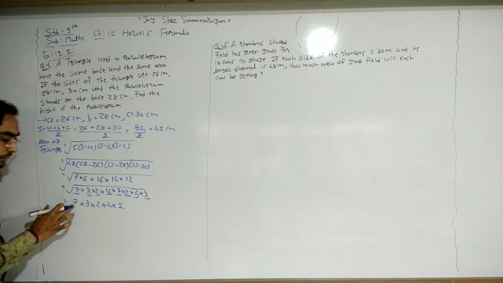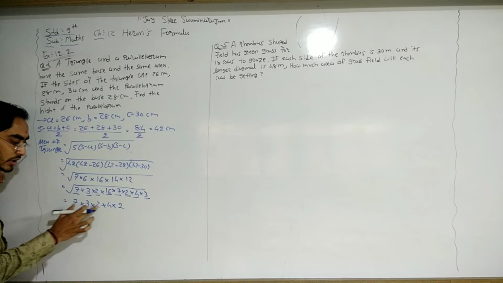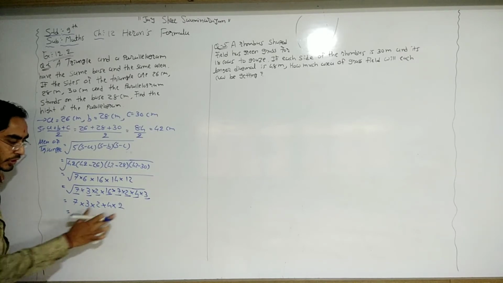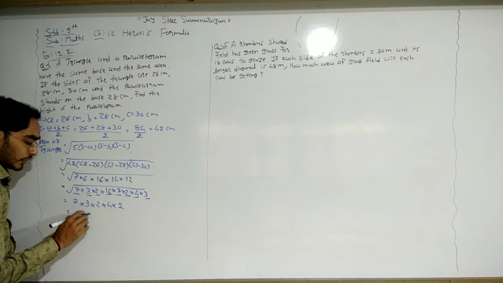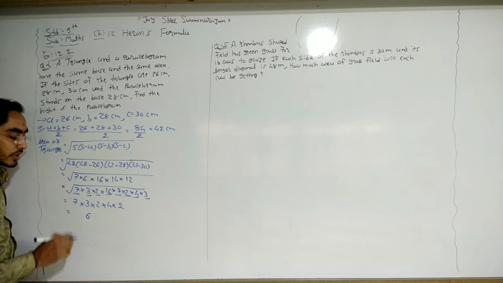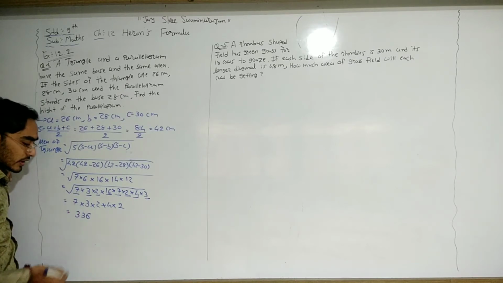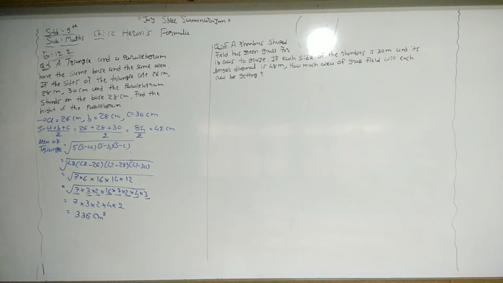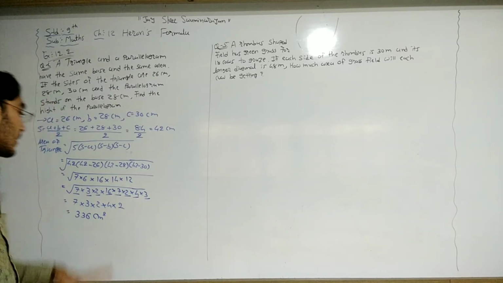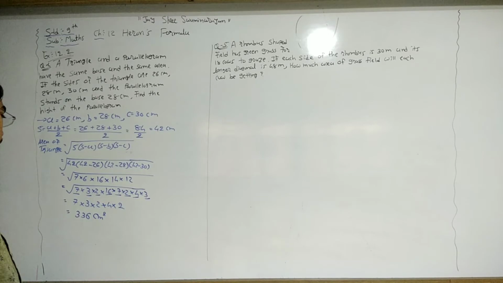Okay. So 7 3s are 21. 21 into 2, 42. 42 into 2, 84. 84 into 4. So 4 4s are 16, 1 remainder, 8 4s are 32 plus 1, 33. So 336 centimeter square. Okay, so here area of triangle is equal to 336 centimeter square.